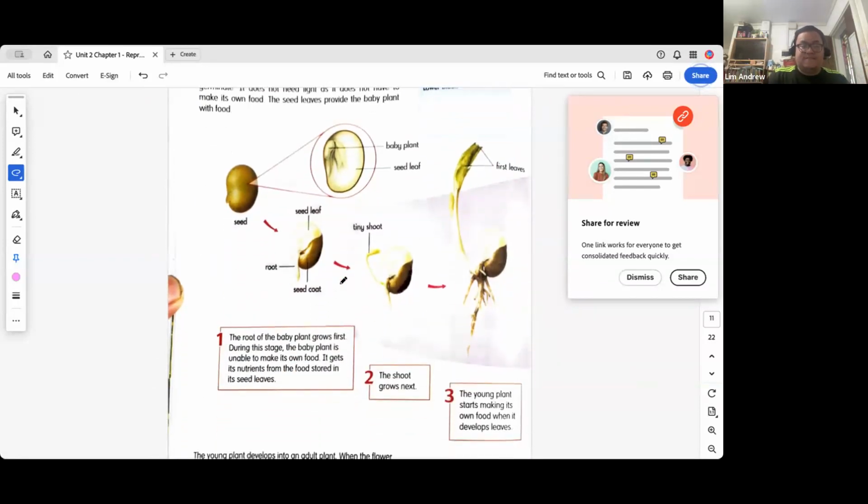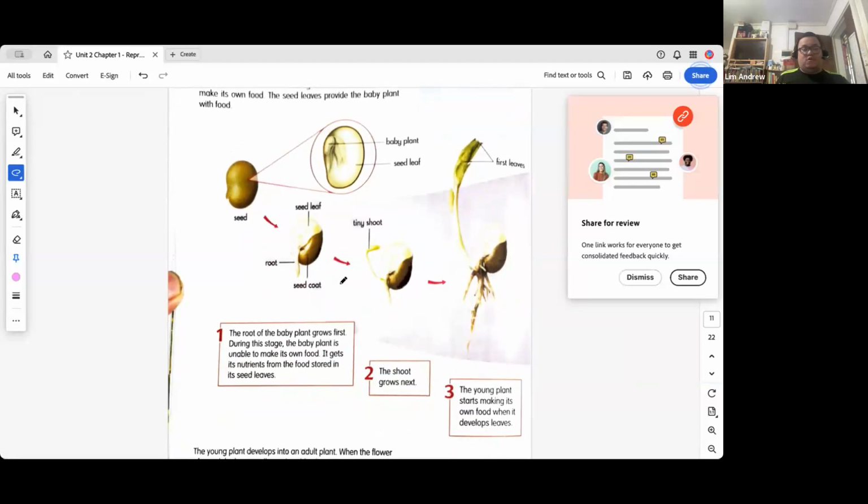So based on this graph, the roots of the baby plant grow first. During this stage, the baby plant is unable to make its own food. It gets its food from the food that's stored in the seed leaves. After the roots have grown, the shoot grows next. Then, once the plant develops its first leaves, it will start to make its own food once these first leaves are fully developed.